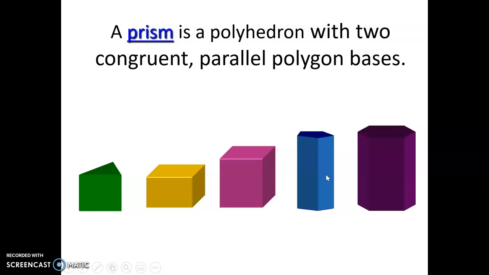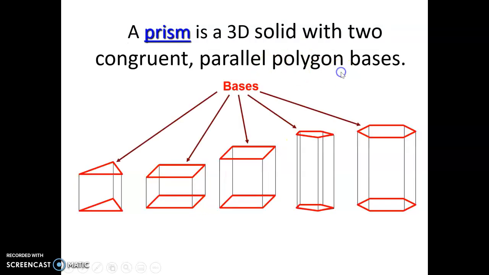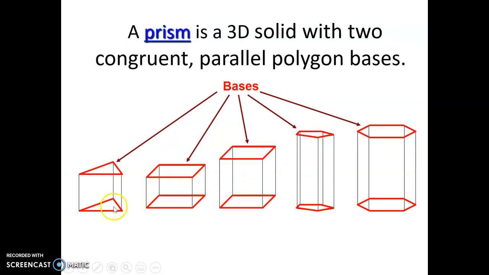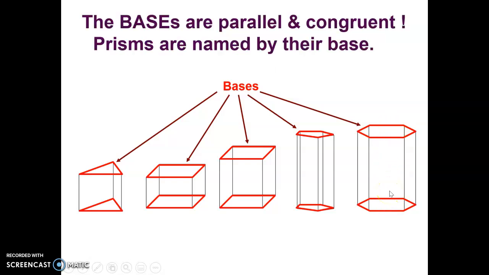So more specifically defined, a prism is a polyhedron with two congruent parallel polygon bases. Let's take a look. So here's the ones we just saw, and you can see them now more clearly. See, two bases. They are congruent, they are parallel. Every one of these has two bases, top and bottom, and it grows between them. That's called a prism. Okay, the bases are parallel and congruent, and prisms therefore are named by their base.